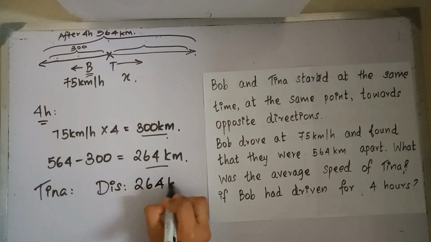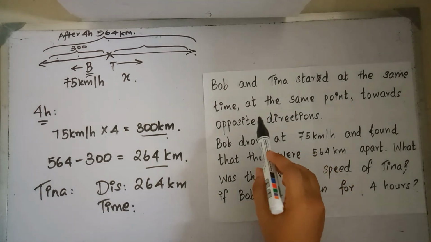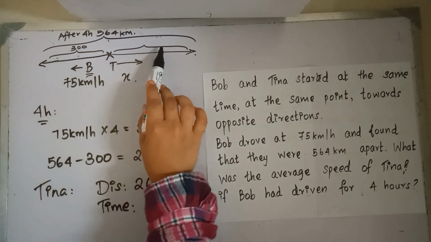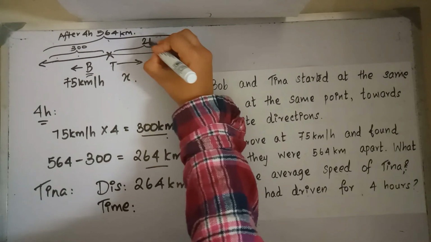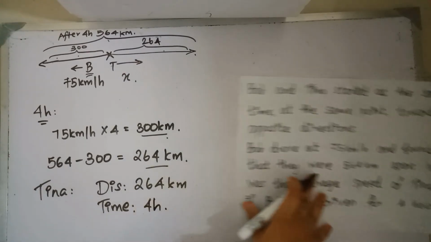In how much time did she travel this distance? They both started at the same time. So if this is the distance after 4 hours for Bob, then this will be the distance after 4 hours for Tina also. So the time is 4 hours.